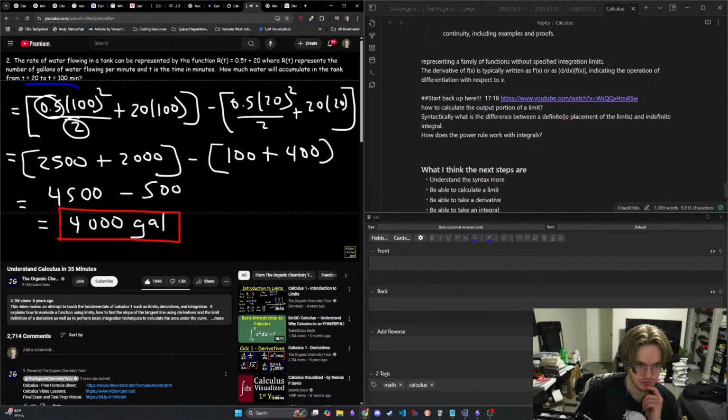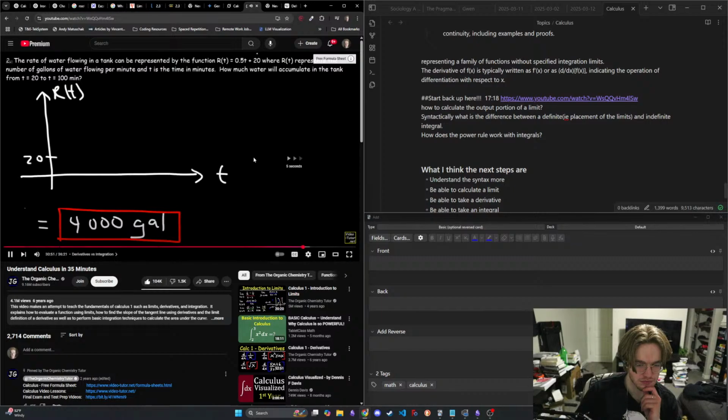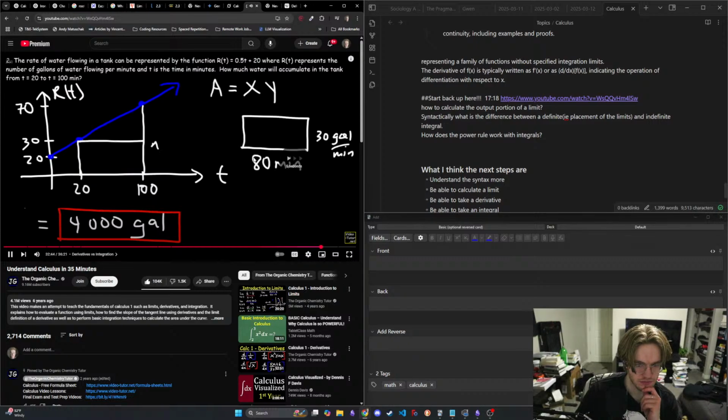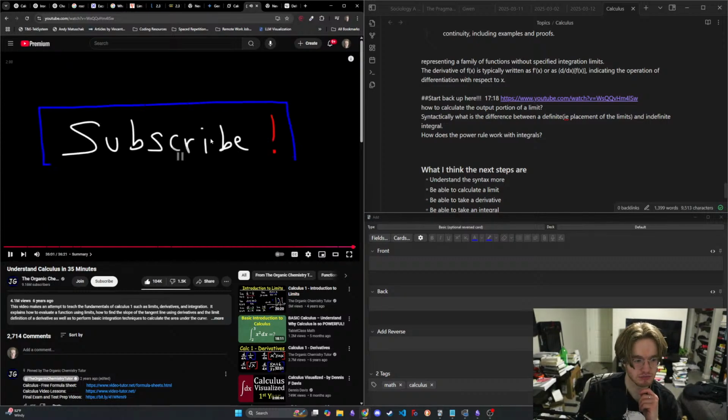Earlier in this video, we said that integration is associated with finding the area under the curve. So what we're going to do is graph this function and calculate the area. You just remember that derivatives are functions that allow you to calculate the instantaneous rate of change and the slope.